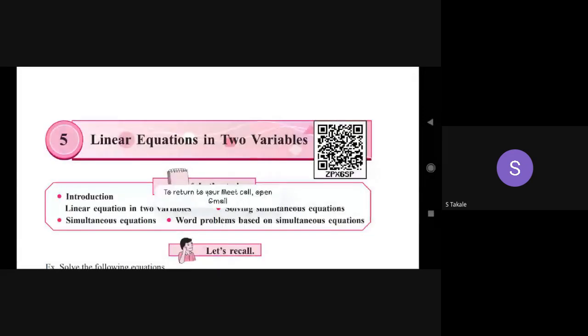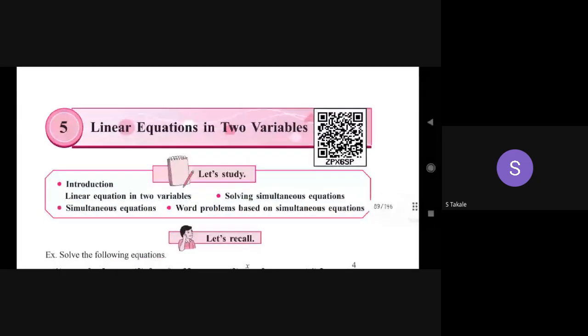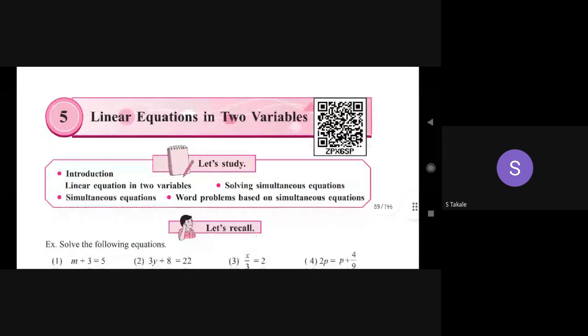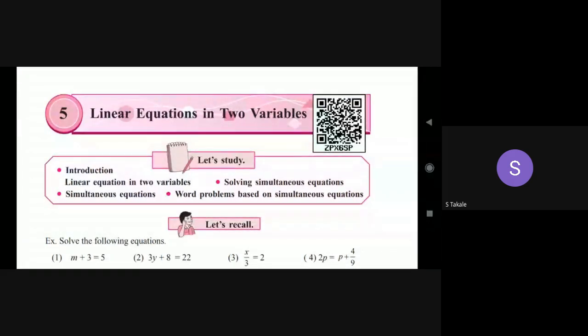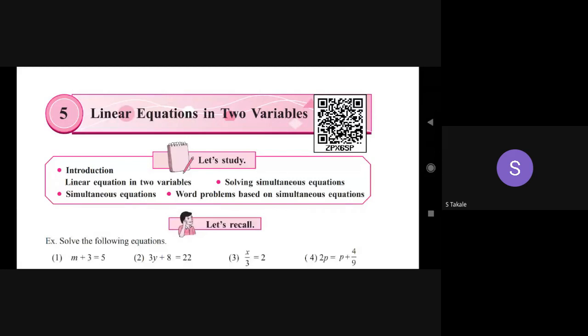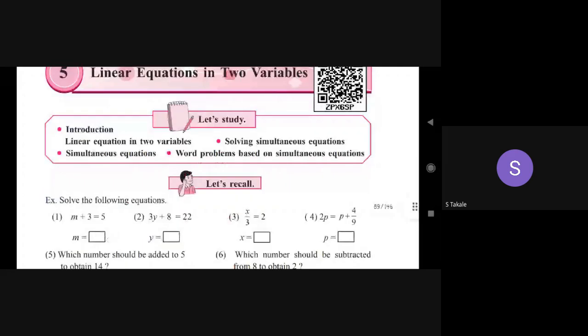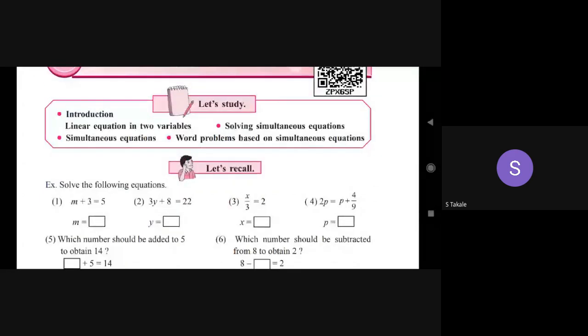Since I'm out of town today, I will be taking your class from a mobile device instead of a PC, so please adjust with me. I think in the last class we completed chapter number 4, and today we're going to start the fifth chapter, that is linear equations in two variables. Now we have the recall section.